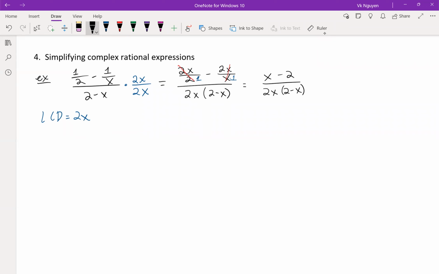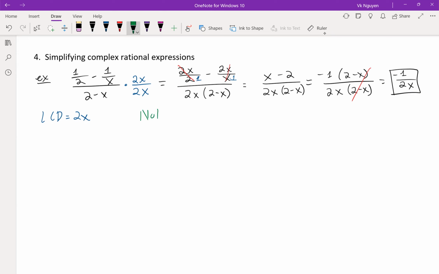Well, we can get a common factor. We just have to factor out the -1 on the top. If we take out the -1, then we will have 2 minus x over 2x times 2 minus x. The 2 minus x, common factor. Get rid of it. And ta-da! We have -1 over 2x. Very cool example.